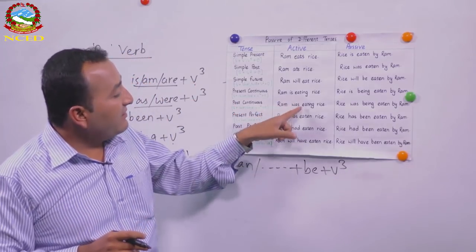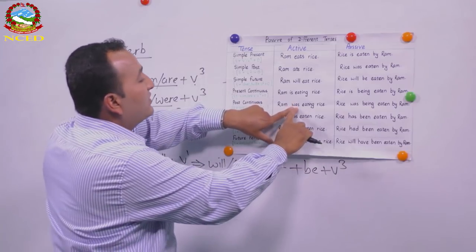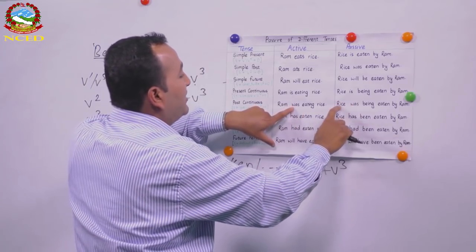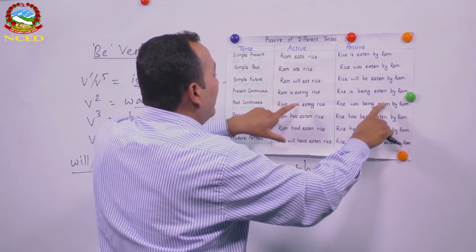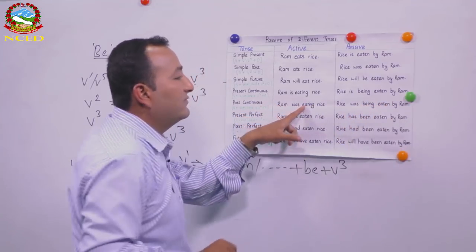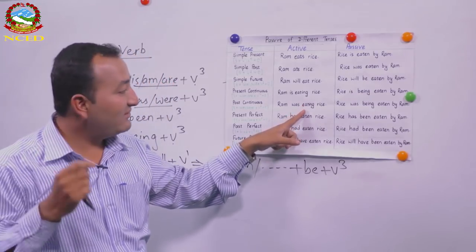Past continuous tense, same, no difference. Was is there, so rice was. Verb 4 is there, so use being. And again, verb 3, by Ram. There must be verb 3, don't worry about this.